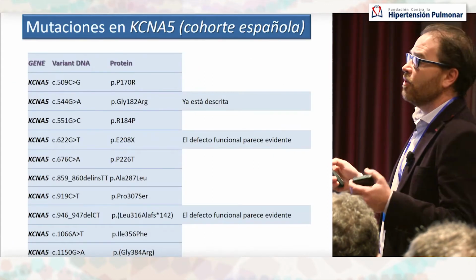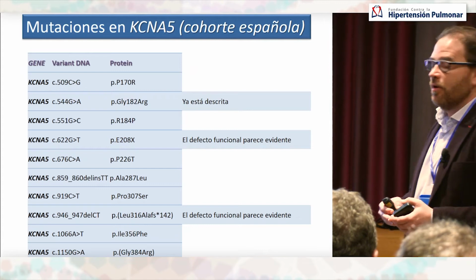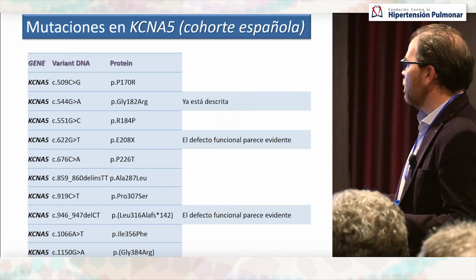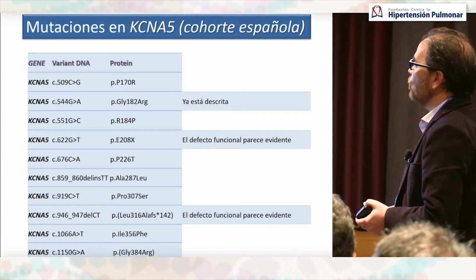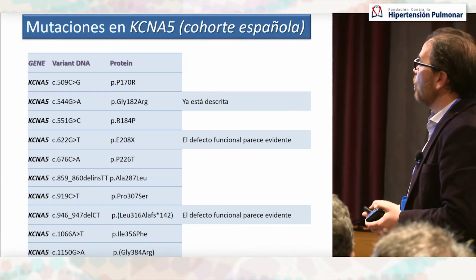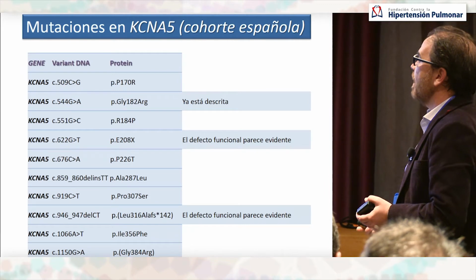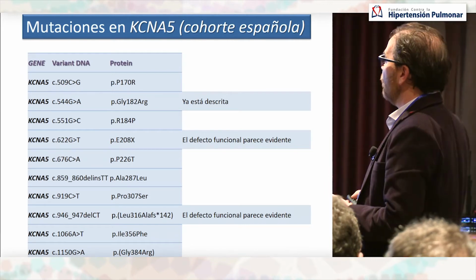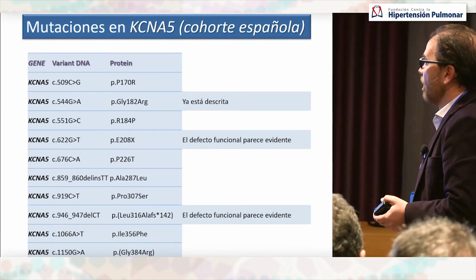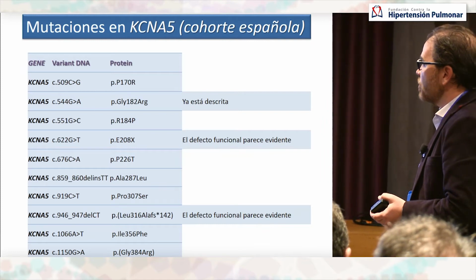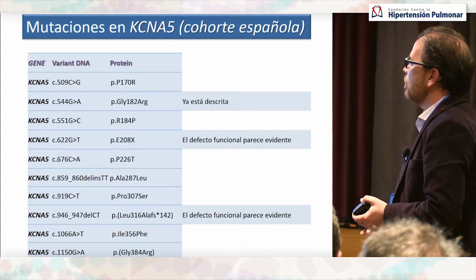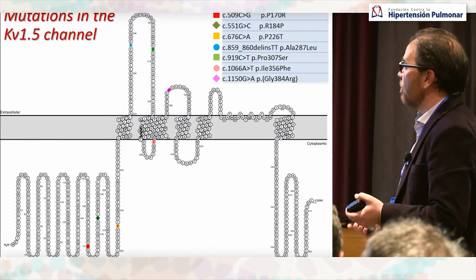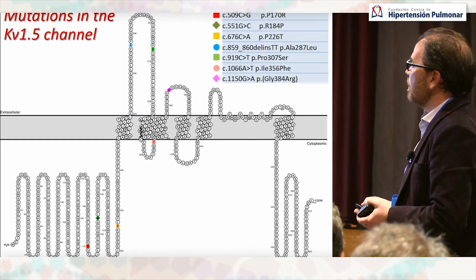But we are now in collaboration with other people present in the room that I will mention later. We are trying to functionally characterize some novel mutations in the KCNA5 gene from a Spanish cohort. There were 10 mutations. We are skipping some of them, but we are trying to go deeper in the characterization of some of them that are localized here.